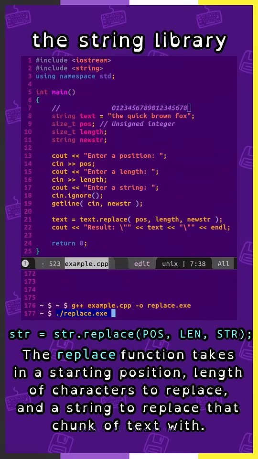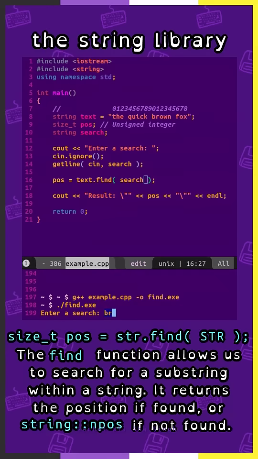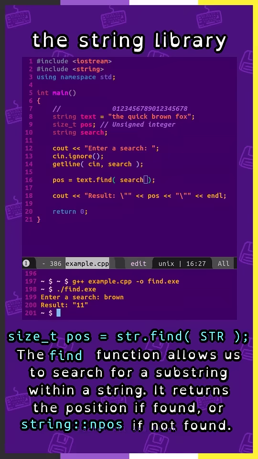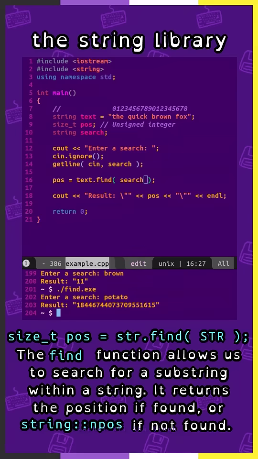The replace function takes in a starting position, length of characters to replace, and a string to replace that chunk of text with. The find function allows us to search for a substring within a string. It returns the position if found, or string::npos if not found.